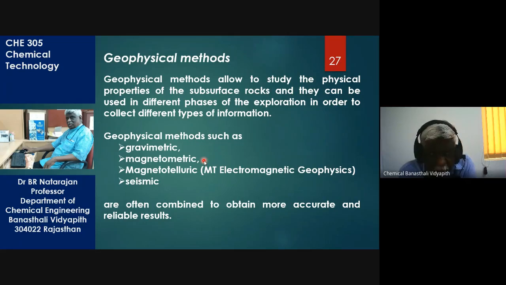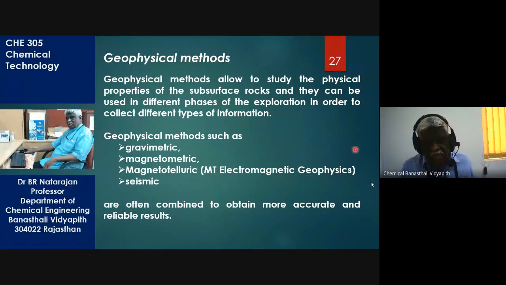Then comes magnetometric, studying the magnetic properties of the place where oil is suspected to be found. So magnetic properties will be different. That analysis is done. The third one is magnetotelluric. This is in short known as MT. MT means magnetotelluric. This stands for electromagnetic geophysics. Electromagnetic geophysics means you are measuring both magnetic properties and electrical properties, right? That is how you must remember.